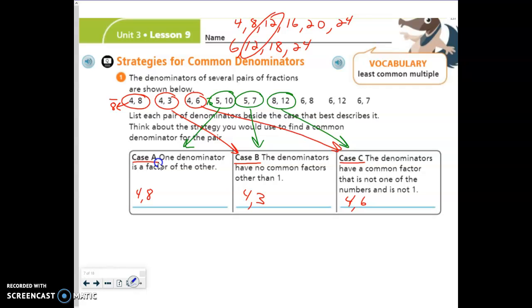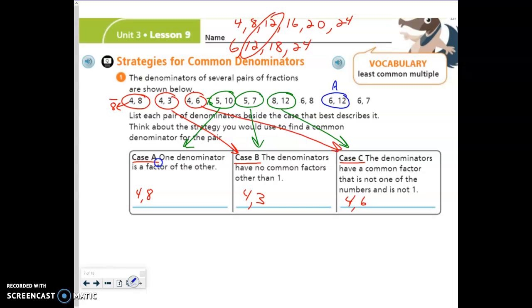If we look at the green ones, it was A, B, C. They changed the order up on us here. The one that goes with A in this case is actually 6 and 12. I can change a 6 into a 12 pretty easily by just multiplying 6 by 2, which means I can leave that 12 alone. I only have to change that one fraction. That's a really nice one to have, really easy one to have.